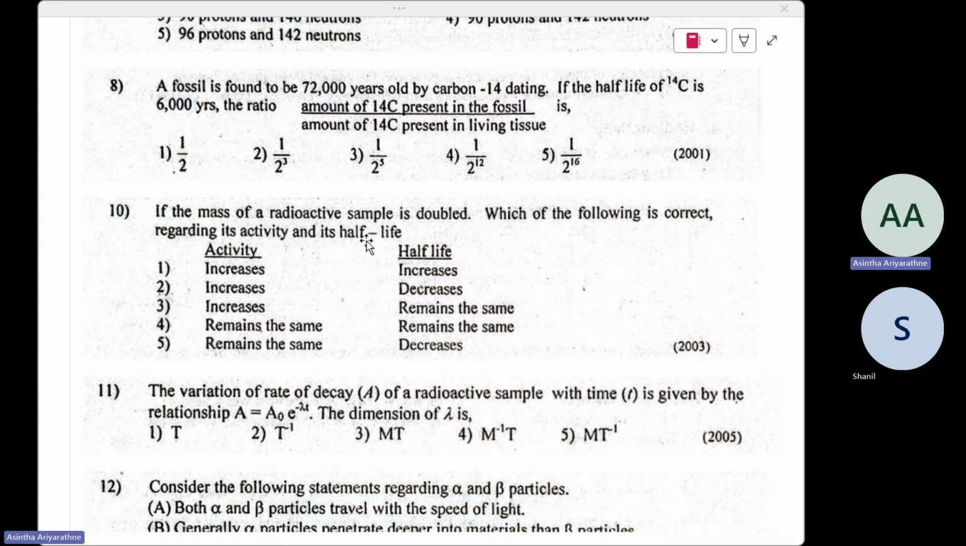The mass of the radioactive sample is doubled. Which of the following is correct regarding its activity and its half-life? So can you tell me the answer? Try to find the answer.